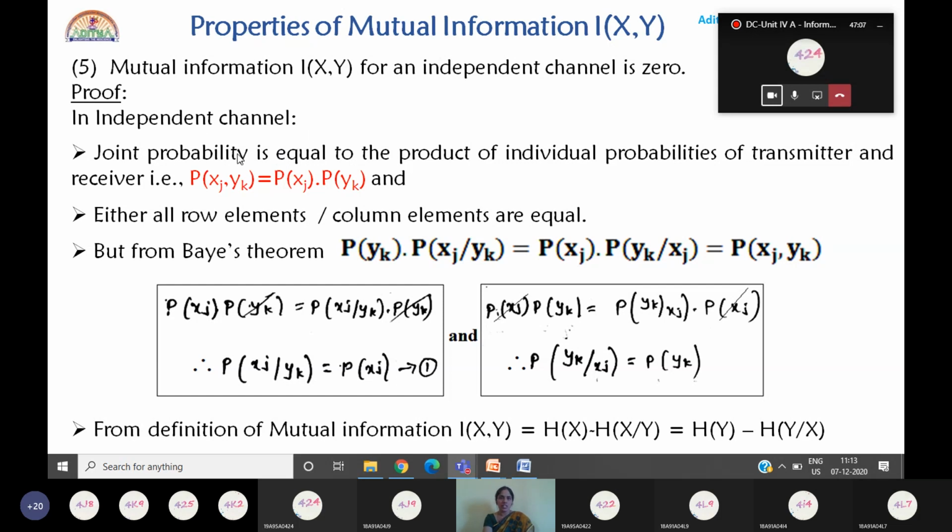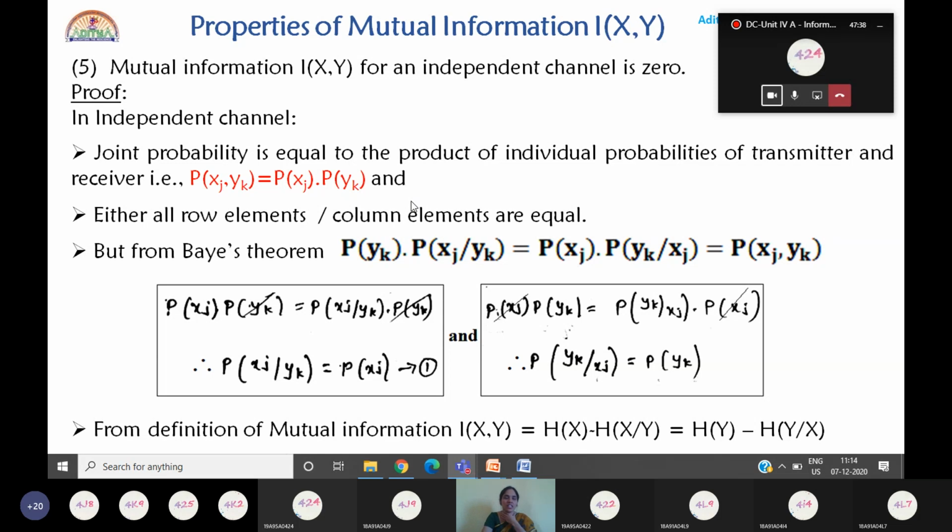Okay, for an independent channel, we are going to calculate the mutual information. In an independent channel, the joint probability is equal to the product of individual probabilities of transmitter and receiver. I have mentioned it in red color: P of xj comma yk is P of xj into P of yk. And the second condition is that all row elements or all column elements are equal.